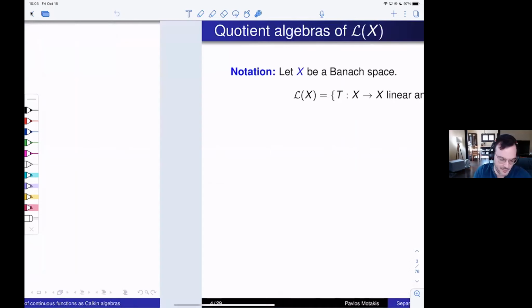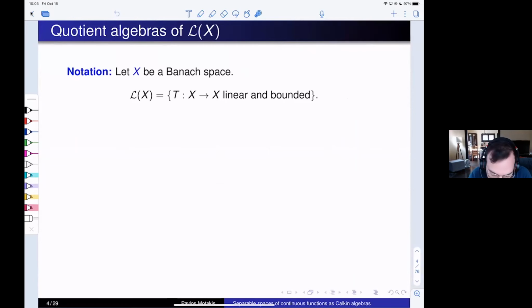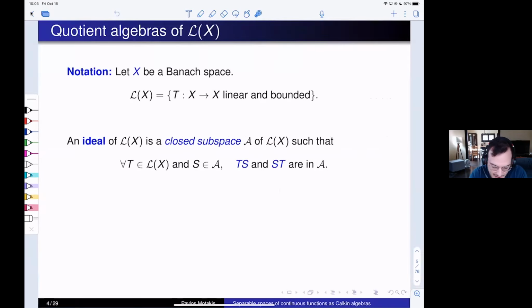Okay, so let's start with the background. Given a Banach space X, we denote by L(X) the space of bounded linear operators. And an ideal is going to be a closed subspace. So we're talking about closed ideals, call it A, that is both a left ideal and a right ideal. So if you multiply things from the ideal with anything from the left or anything on the right, it goes into the ideal. So when I say ideal, I always mean closed left and right ideal.